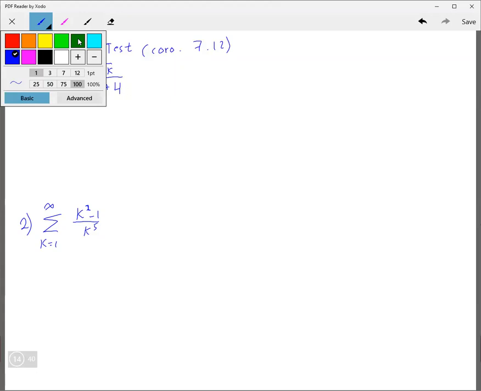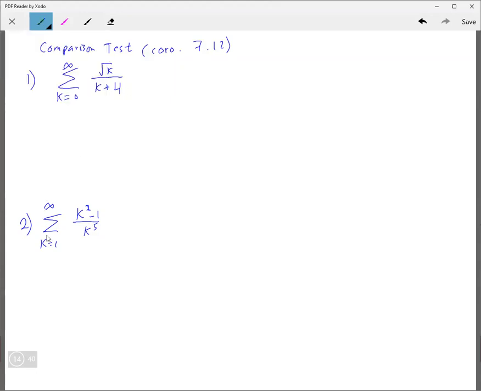I would guess the second one diverges. This one diverges? Yeah. No. Okay, actually it's the other way around. This one diverges. Okay, so let me show you.